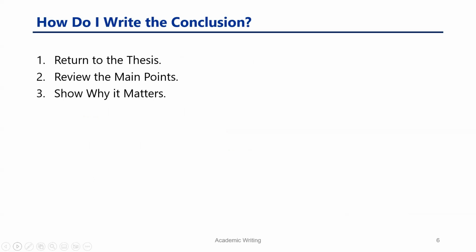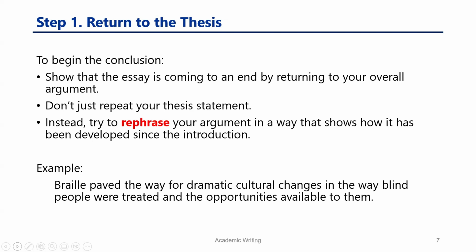So the three-step process for writing a conclusion is return to the thesis, review the main points, and show why it matters. Let's look at each of those steps. Step 1, return to the thesis. To begin the conclusion, show that your paper is coming to an end by returning to your overall argument.